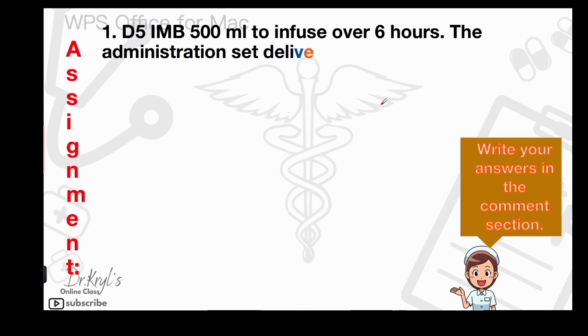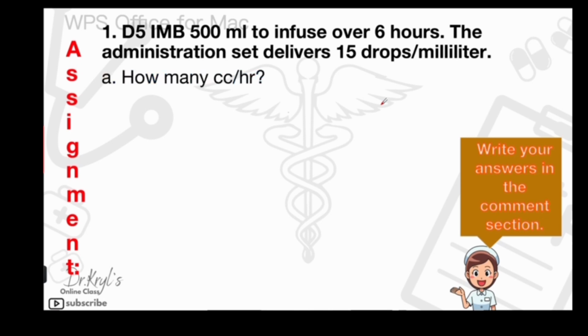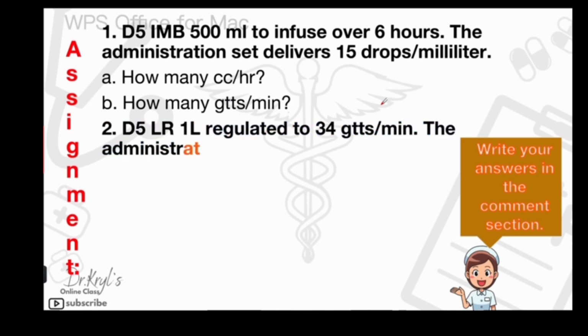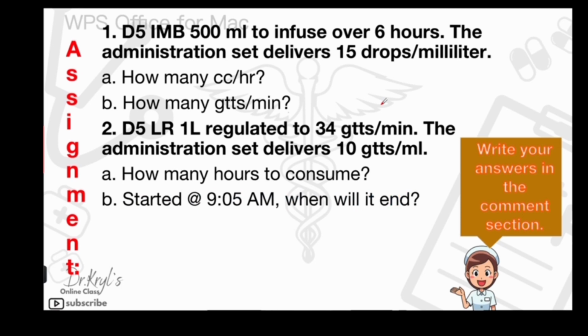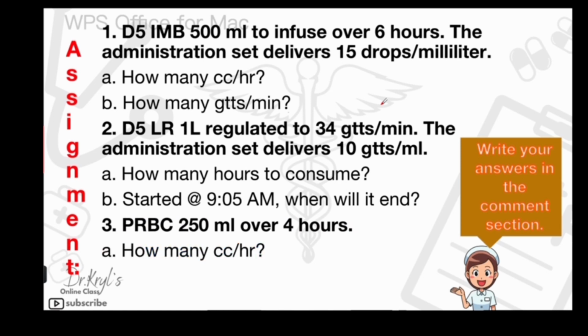Ayan. Number 1, D5-IMB 500 ml to infused over 6 hours. The administration set delivers 15 drops per milliliter. How many cc per hour and how many drops per minute? Yan. So, number 2 question, D5-LR 1 liter regulated to 34 drops per minute. The administration set delivers 10 drops per ml. Then, question, how many hours to consume? And it started at 9:05 a.m. When will it end? Third question, pack RBC 200 ml over 4 hours. Question, how many cc per hour? And what is the flow rate?